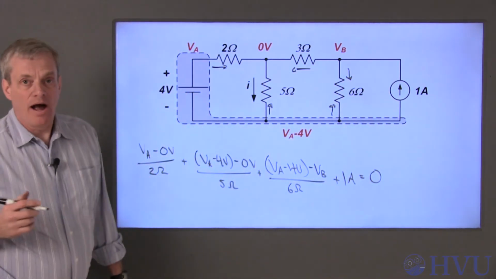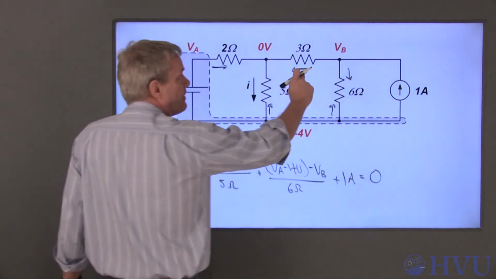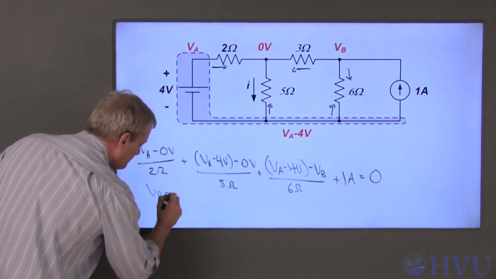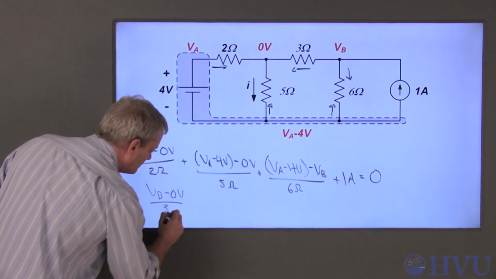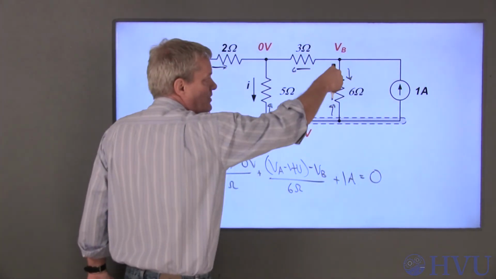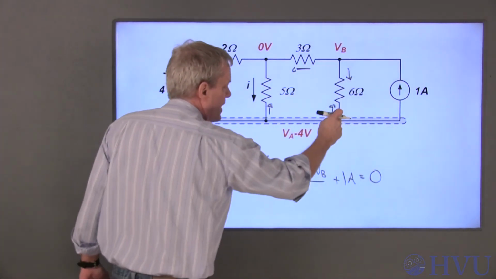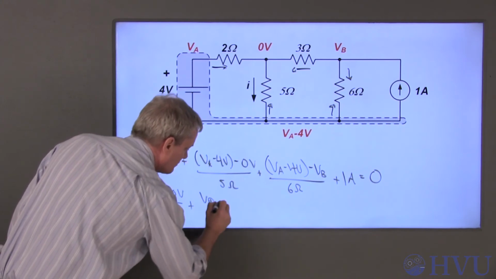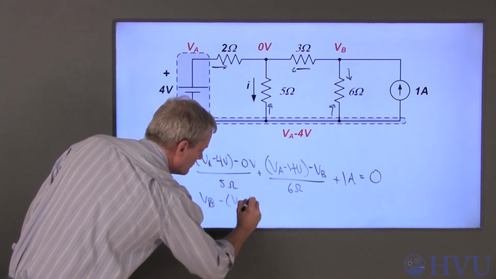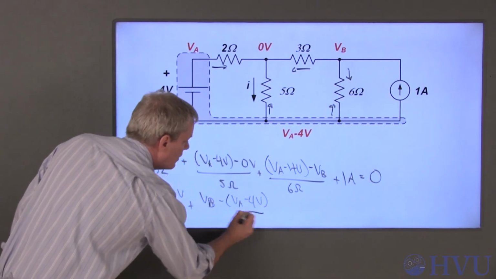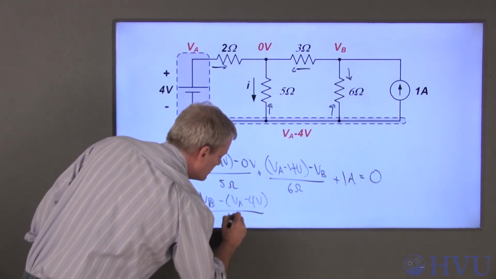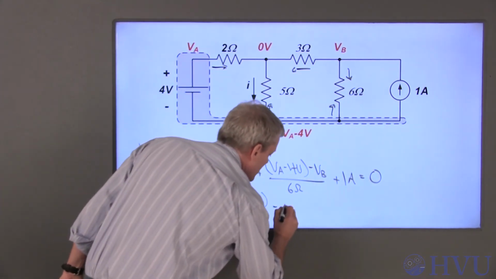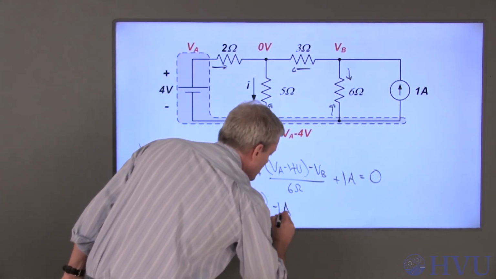At node B, I'm again going to assume that all of my unknown currents are leaving the node and that positive currents leave the node. This current is VB minus 0 over 3 ohms. This current in this direction is VB minus VA minus 4 over 6 ohms. And this is entering the node, so it becomes a negative contribution, negative 1 amp.